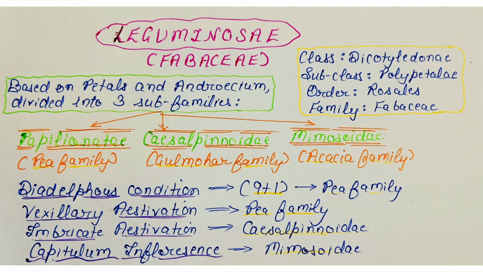These subfamilies are Papilionaceae, known as the pea family, Caesalpinioideae, known as the Gulmohar family, and Mimosoideae, known as the Acacia family. In the pea family, the important character is diadelphous condition where 9 stamens are fused and 1 is free. It forms the 9+1 arrangement. The pea family also shows vexillary aestivation. Imbricate aestivation is present in Caesalpinioideae. Capitulum inflorescence is seen in Mimosoideae.